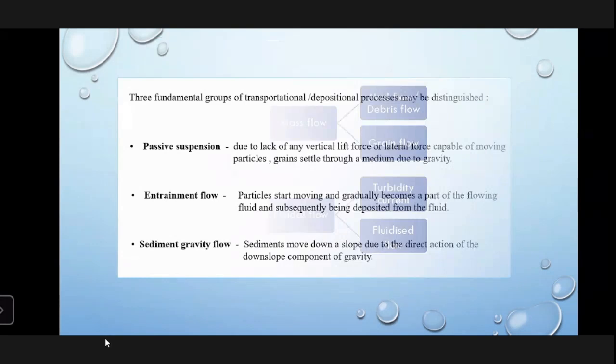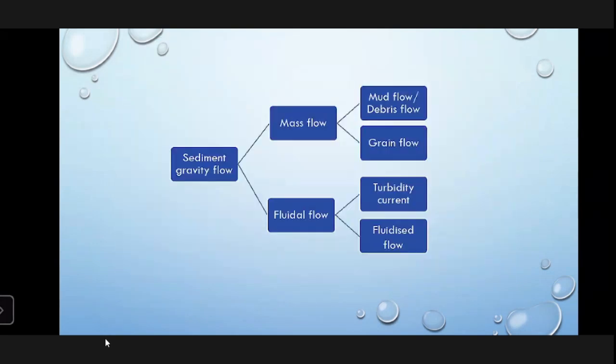Now, depending on rheology, sediment gravity flow may be classified as fluidal flow or Newtonian flow, and plastic or non-Newtonian flow. It is also called mass flow. Mass flow is of two types. They are mud flow or debris flow and grain flow. Similarly, fluidal flow may be subdivided into turbidity current, fluidized flow, and liquefied flow.